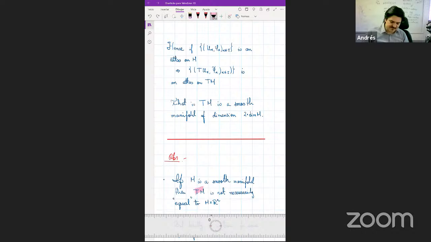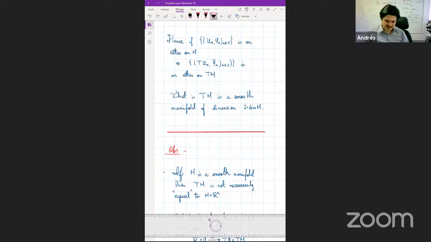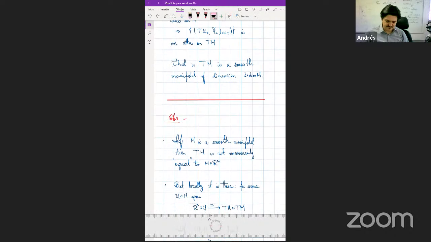So Tm is not necessarily M cross Rn, but locally it is. Locally it is. If I have a U that is a chart, then I know that Tu is the same as this one by using phi tilde. Okay?